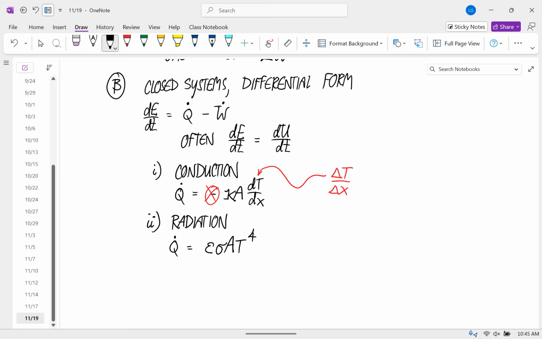And if you're going to use this in the first law, you have to use a modified form of this that looks similar: emissivity, Stefan-Boltzmann constant, surface area, times the quantity temperature of the body to the fourth power minus temperature of the surroundings to the fourth power. And this is for a smaller body surrounded by a larger body.